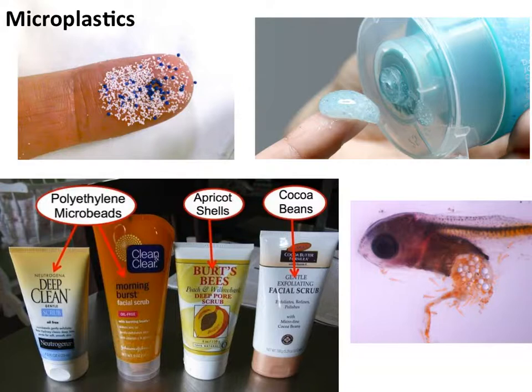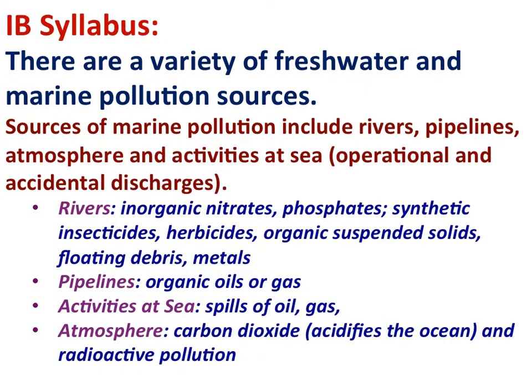Microplastics have become pollutants in freshwater and marine ecosystems. Microplastics would be considered a type of solid domestic waste. So that brings us back to this IB syllabus statement. There are a variety of freshwater and marine pollution sources. Let's examine marine pollution sources and make sure you distinguish sources of pollution from types of pollution.